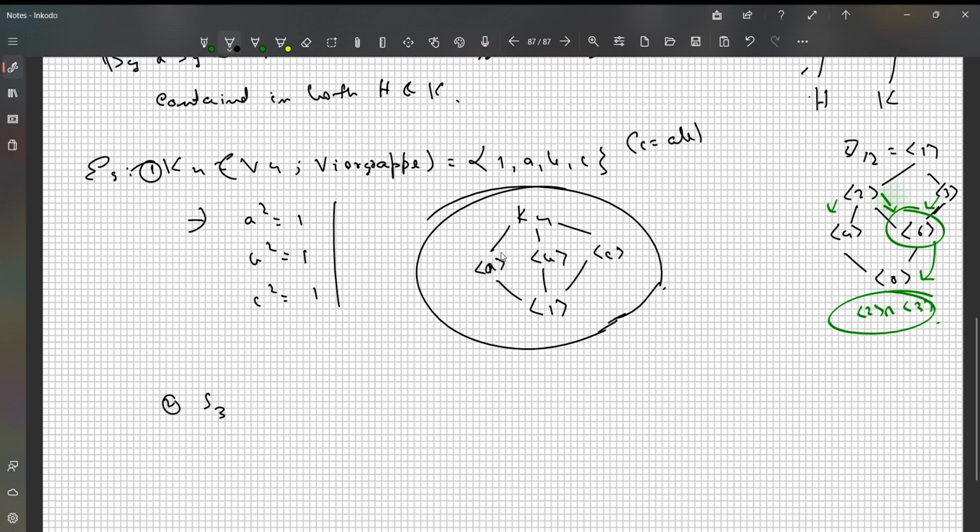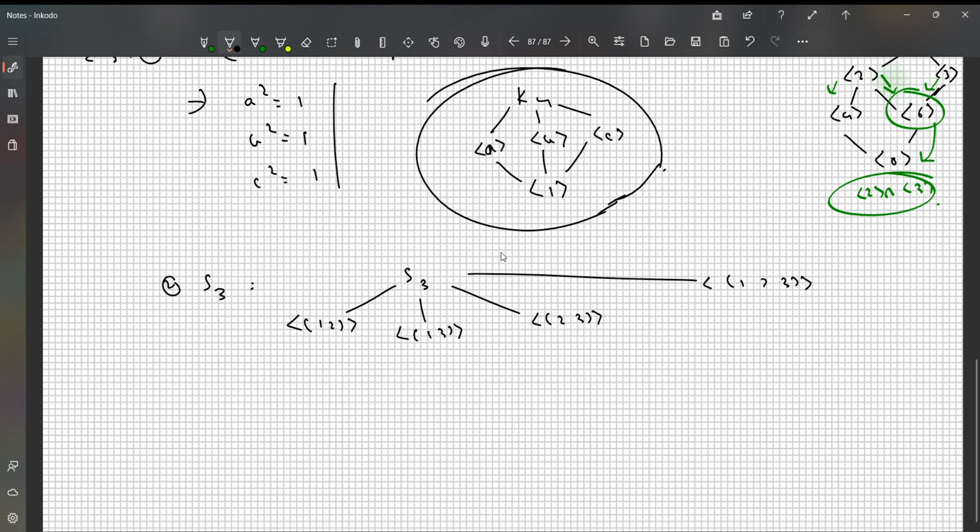So it's K4. Suppose we talk about S3. Then in S3 you have the subgroups generated by the cycle 1 2, the cycle 1 3, the cycle 2 3, and the cycle 1 2 3. So these are the possible subgroups, right? And then the other subgroup which is contained in all of them is the subgroup generated by 1, right?